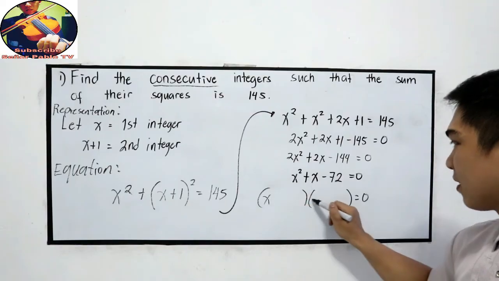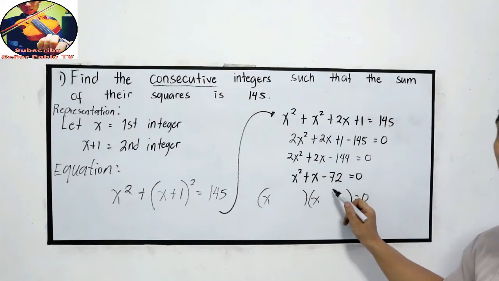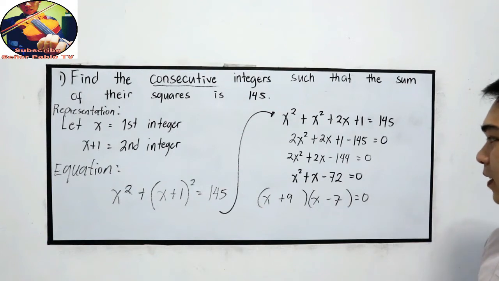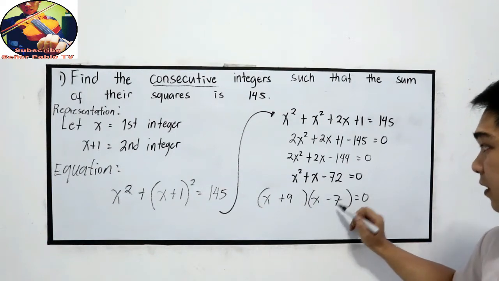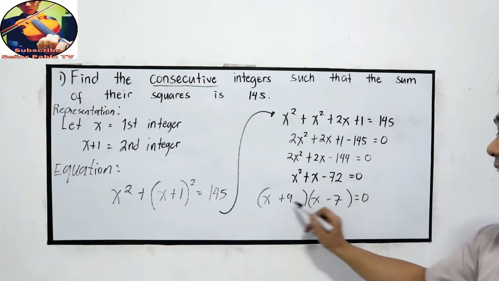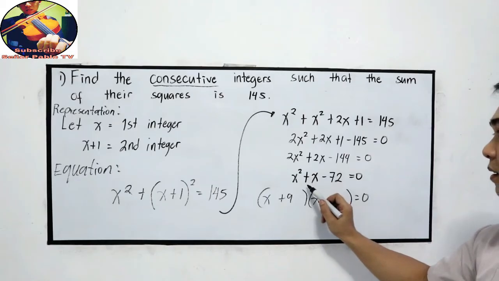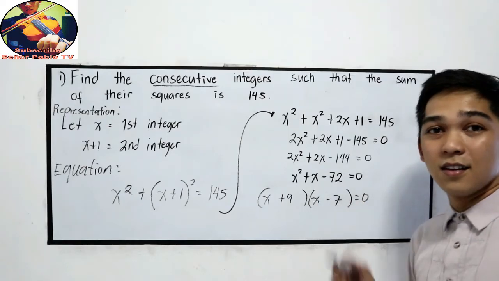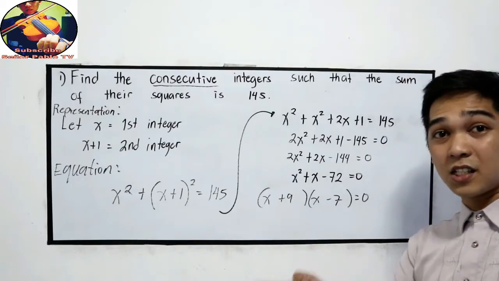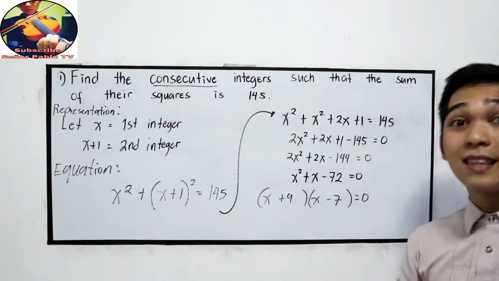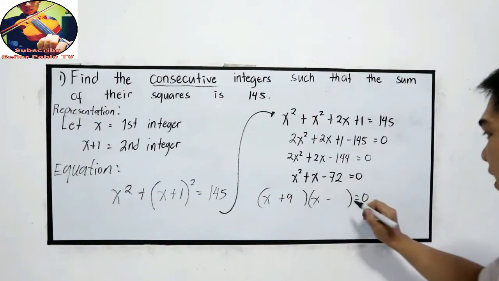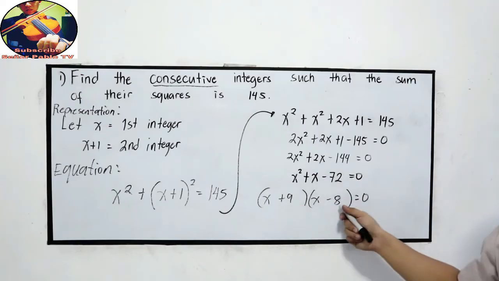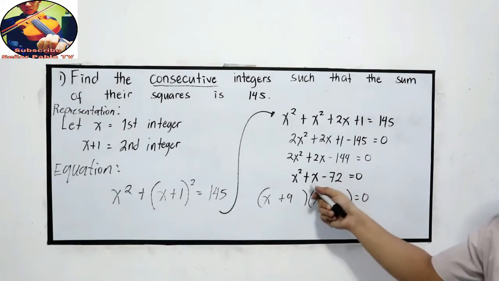So, x. Alin si negative, alin si positive? So, positive 9, negative 7. Check natin. 9 times negative 7, negative 72. 9 minus 7. Oh, 72. That should be 9, 18, 27, 36, 45, 54, 63, 72. 9 times 8. I'm so sorry for that. 9 times 8, 72. 9 minus 1 is x.